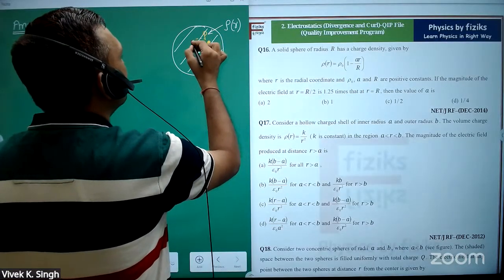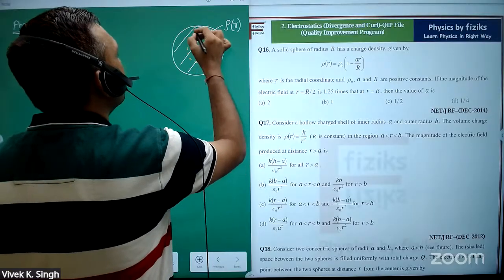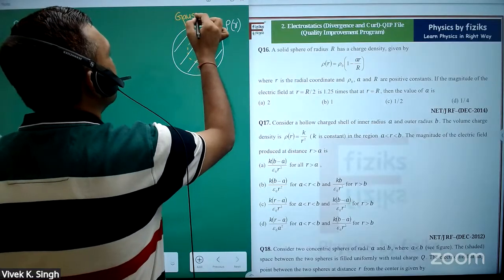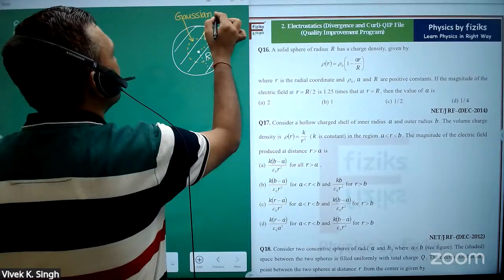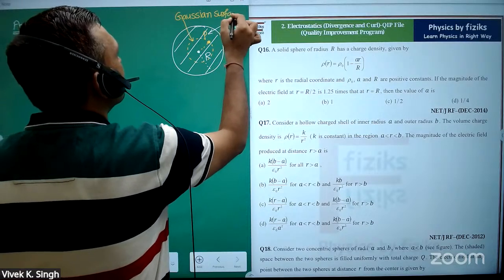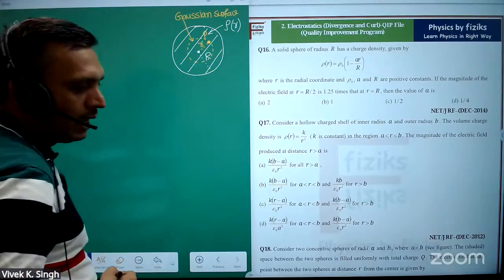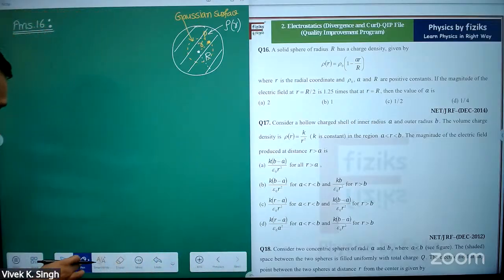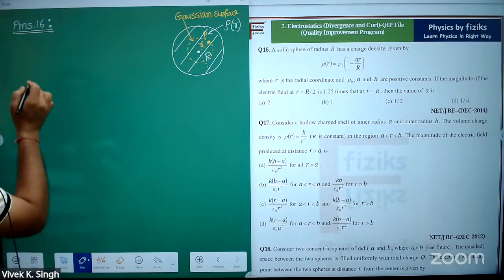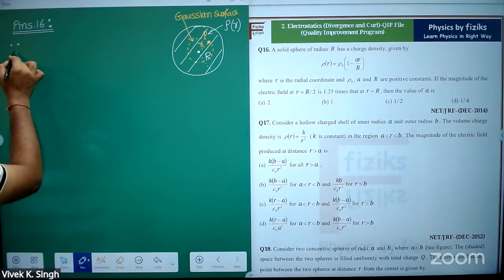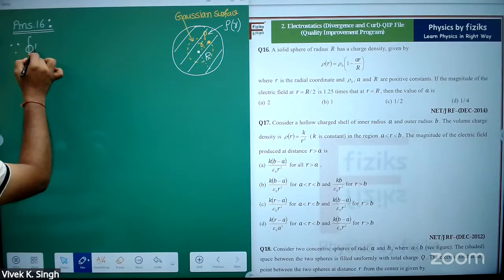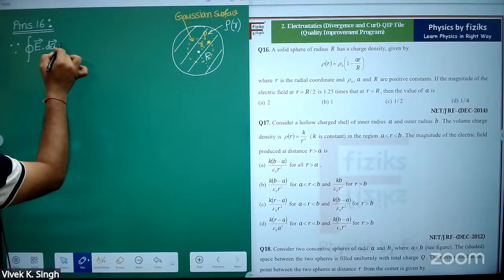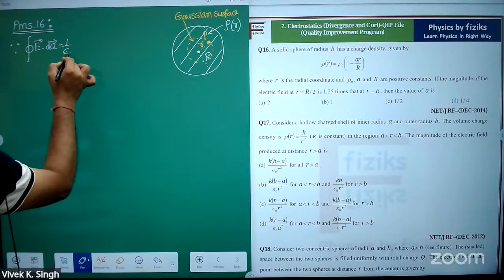Now you have to see what the electric field will be at any point P inside. So what you have to do is draw a Gaussian surface. This is a Gaussian surface of radius small r. Then we will apply Gauss law for this Gaussian surface. So we know that the closed integral of E dot dA is 1 by epsilon naught times Q enclosed.